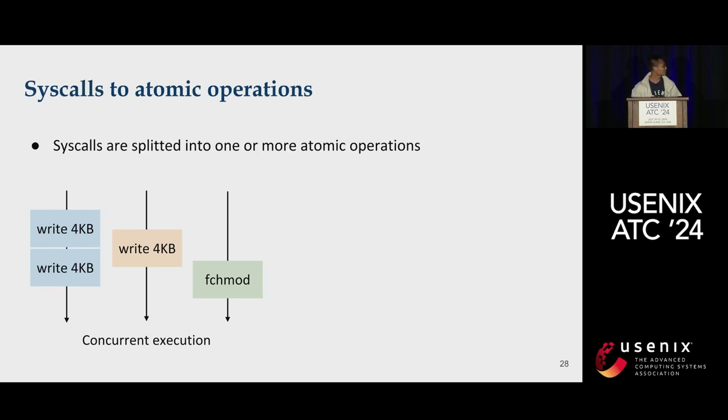So our checker solves this problem by splitting syscalls into atomic operations. For example, we have the fork write, right? We split it into two fork writes because in the targeted file system, the write is atomic at the fork granularity. And for file change mode, actually we didn't split it because it is already atomic at the semantic level.